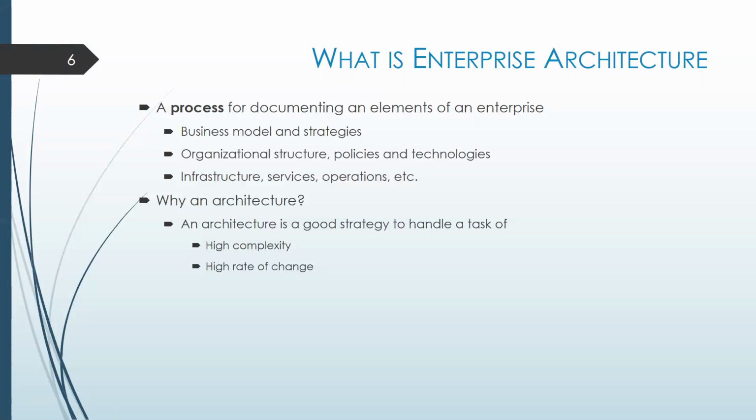If we think about enterprise architecture, it is a process for documenting the elements of an enterprise: business models and strategies, organizational structure, policies and technologies, as well as infrastructure, services and operations. Not only that, there might be some others. So simply, enterprise architecture is a process of documenting strategies and methodologies to have a comprehensive idea about the overall business workflow.